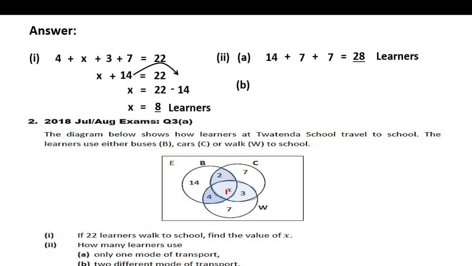So they need the total number of them here. We'll say 4 plus 2 here plus 3 here plus 8 here, which will give us the total number as 17 learners. All right, so let's continue, guys, to another question.